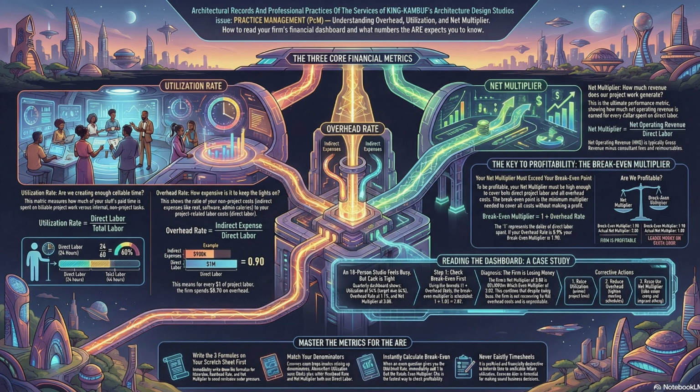Okay, so that's a perfect transition. We're shifting gears from managing time to managing money and the cost structure. The next metric answers the question: how expensive is it to keep the lights on relative to the labor that actually earns us the fee? This is the support burden.